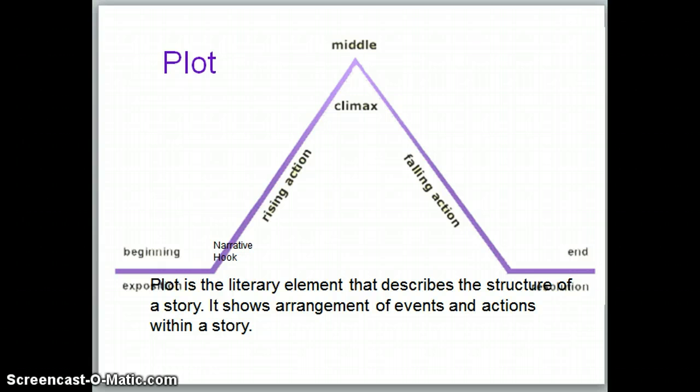In the beginning of the story, you meet the characters, you learn the background information, you figure out what the conflict is. This is called the beginning. When we were in elementary school, we called it the beginning. Now that we're in middle school, we call it the exposition. Then, see that's kind of the flat area right here in the beginning. Then the narrative hook. That is what hooks us in.